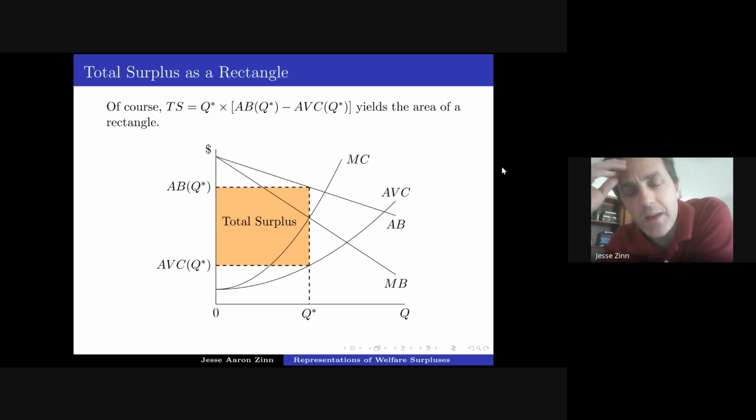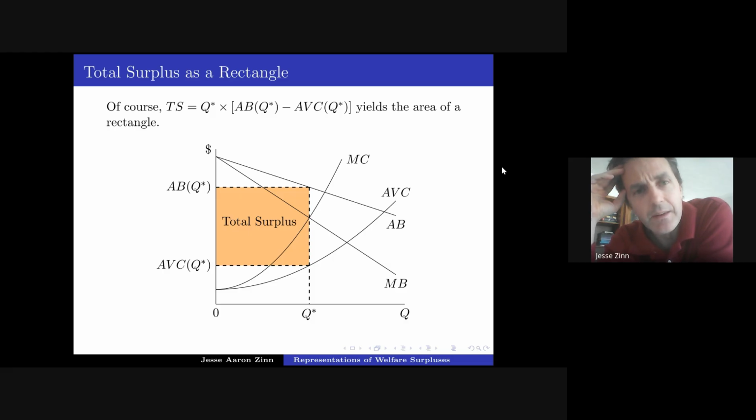And by the way, average benefit, I mentioned that we're adding something that doesn't exist in any textbook I've ever seen. That's what I mean. Average benefit is not something that people usually talk about, at least that I have seen. So anyways, we're adding these two extra curves, average benefit and average variable cost.